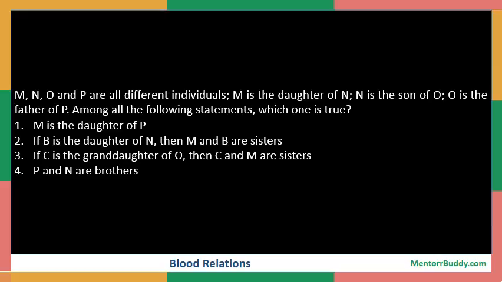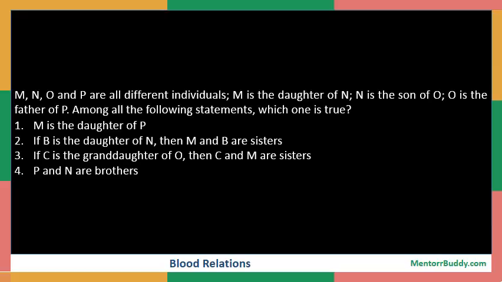So before we come to the statements, let us analyze what is the relationship given among these four individuals. To do so, there are two things we must be very careful about when we do a question based on blood relation. First thing, we cannot assume the gender of any person. We have to strictly go with the statements given in the question.